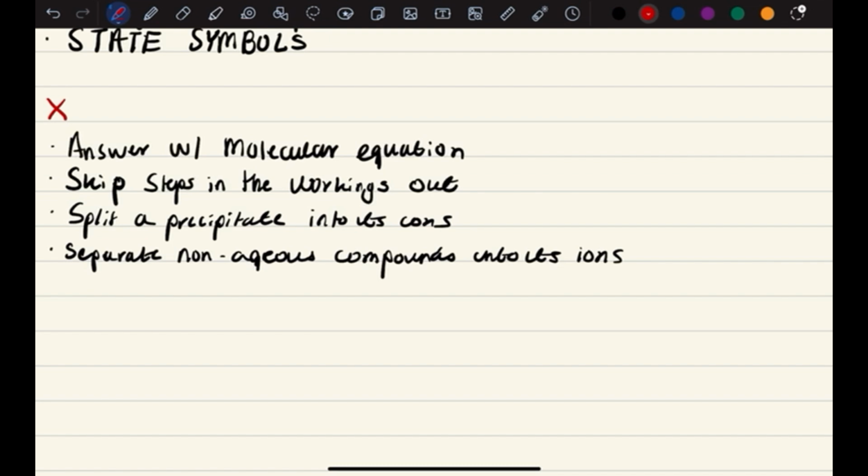Don't split precipitates into ions. In fact, as a rule of thumb, just anything that isn't an aqueous compound, don't split it into its ions. It will only be the aqueous ones that you really want to split off.